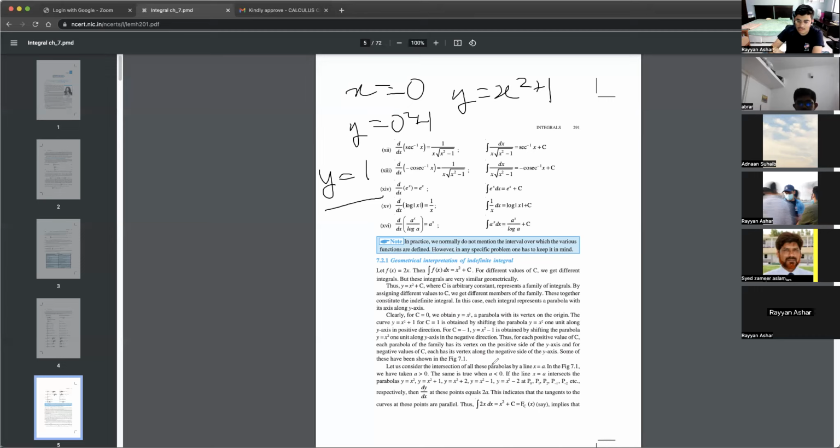Similarly, let us consider the intersection of all these parabolas by a line x equal to a. In figure 7.1, which I believe will be below this.